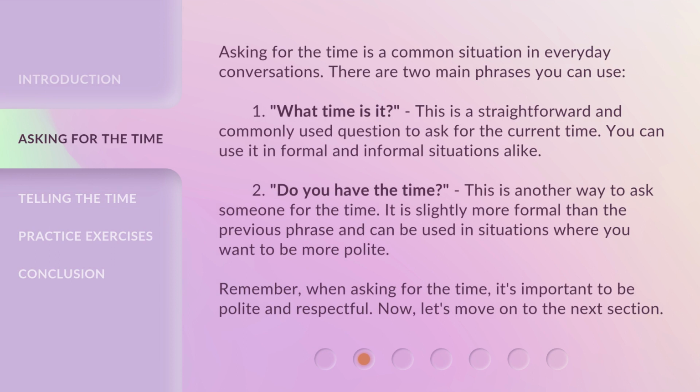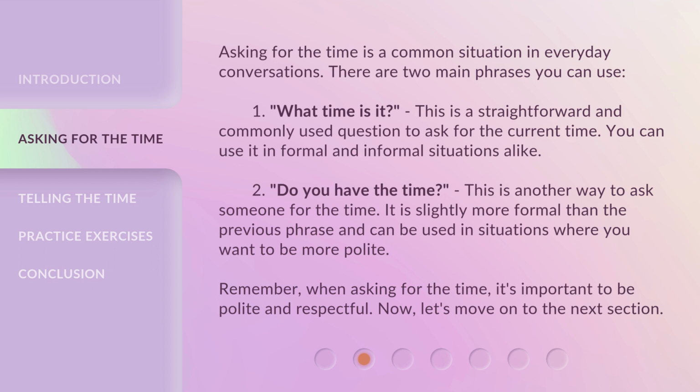Asking for the time is a common situation in everyday conversations. There are two main phrases you can use. 1. What time is it? This is a straightforward and commonly used question to ask for the current time. You can use it in formal and informal situations alike.